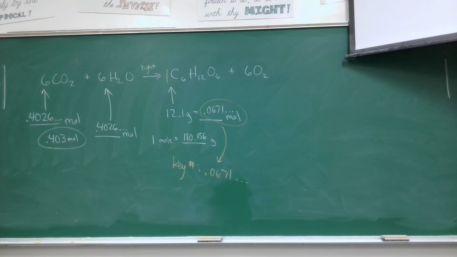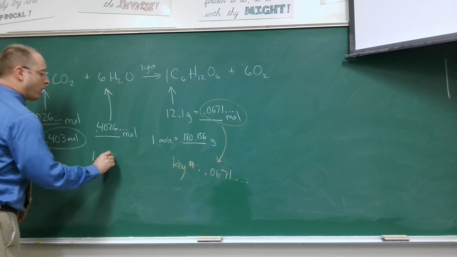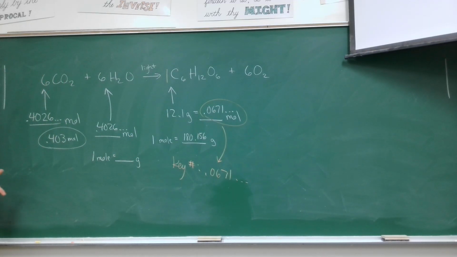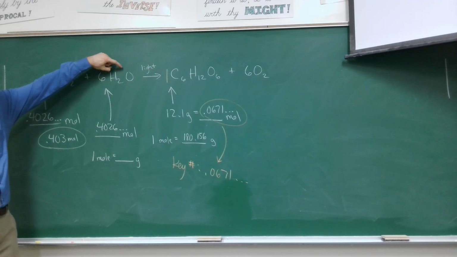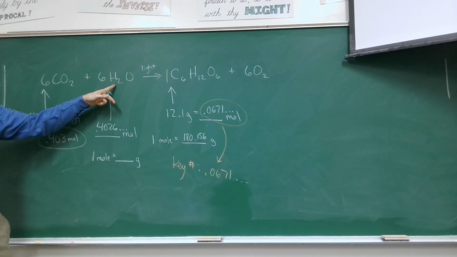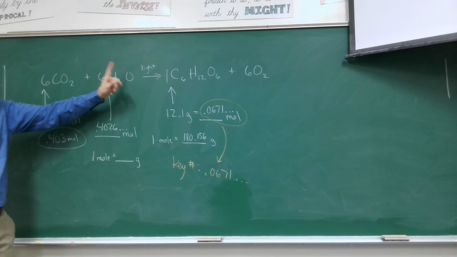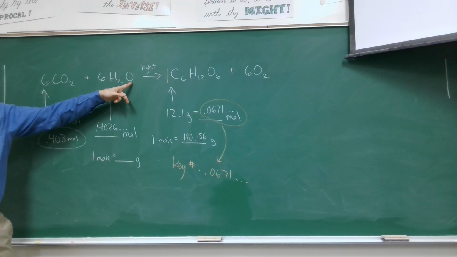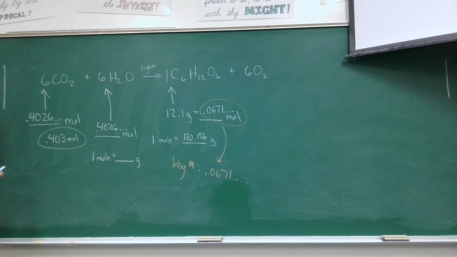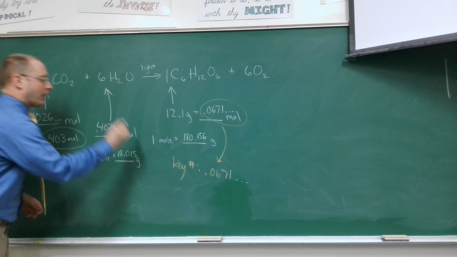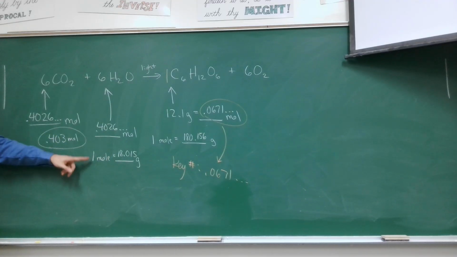But it didn't ask how many moles of H2O, it said how many grams of H2O. Well, that's not too bad as long as we know how many grams are in 1 mole. In other words, what is the molar mass? Hydrogen's number, 1.008 times 2 would be 2.016. Oxygen's number, 15.999. So let's add the 2.016 and the 15.999 to get 18.015 grams, that's 1 mole.